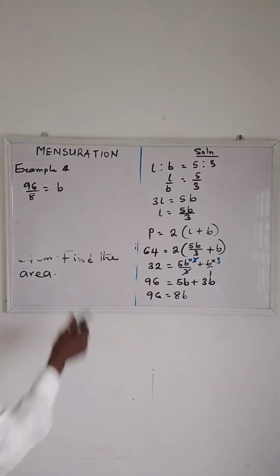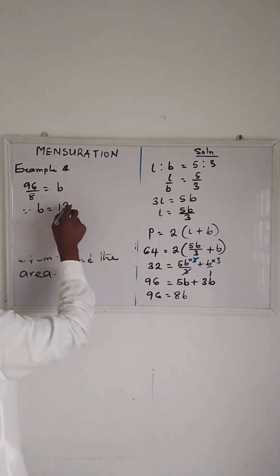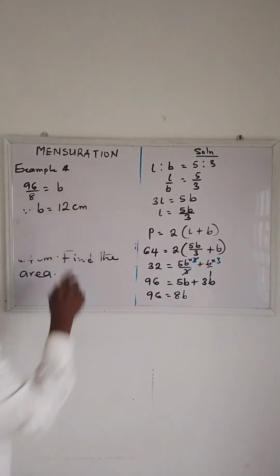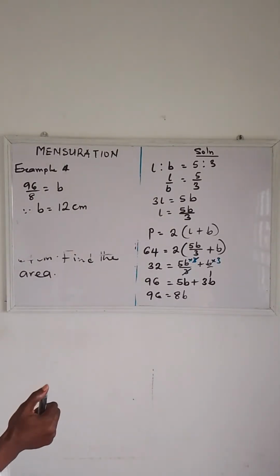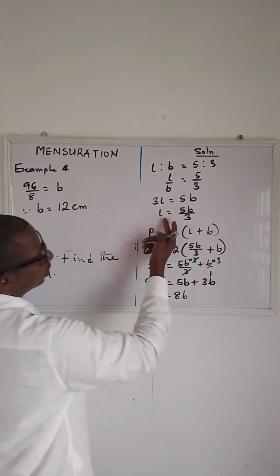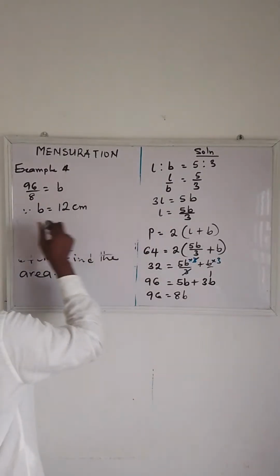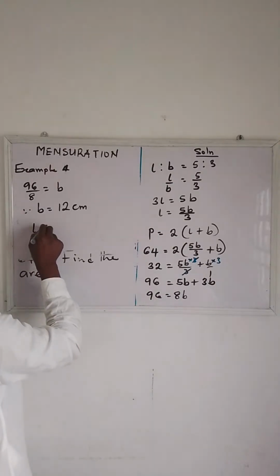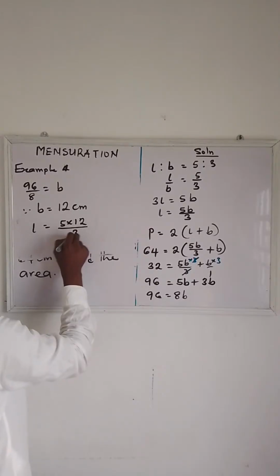All right, so now therefore b equals what? 12 centimeter. Always remember to put units. Very, very important. So that is your breadth. So now what's going to be the length? Now look at what we have here. The length is 5b over 3. So you just plug in the value of b into the length. If you have L equals 5 times 12 over 3.